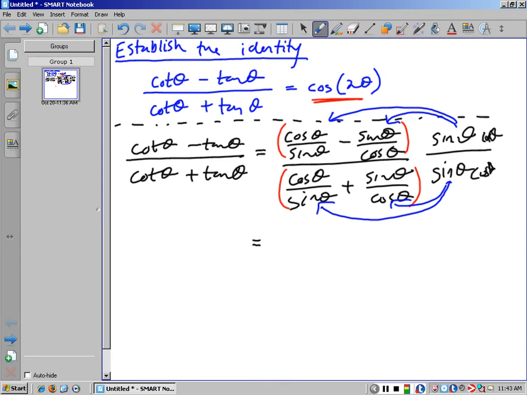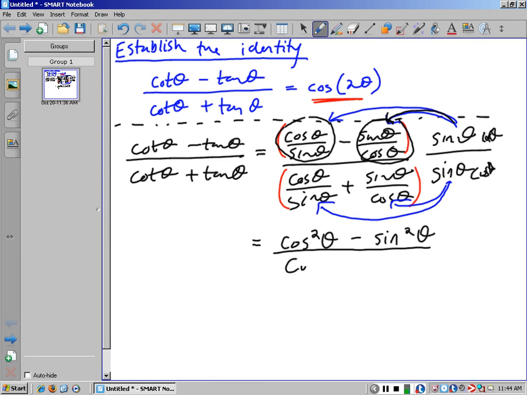So what is sine theta cosine theta times this first fraction here? Cosine, the signs go away, right? So it just leaves you with cosine times cosine, cosine squared. What's sine cosine times this fraction right here? Sine squared. Minus sine squared, right? And on the bottom, the same thing happens, only there's a plus in between.